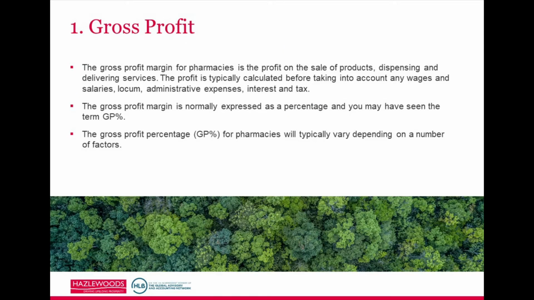So let's start with defining what gross profit is. The gross profit margin for pharmacies is the profit on the sale of products, dispensing and delivering services. The profit is typically taken before taking into account any wages and salaries, locum and administrative expenses, plus interest and tax. We would normally see the gross profit margin expressed as a percentage, and we would often see the term GP percentage. The gross profit percentage will tend to vary between pharmacies, and today we will cover how to calculate that gross profit margin and why it does differ between those pharmacies.